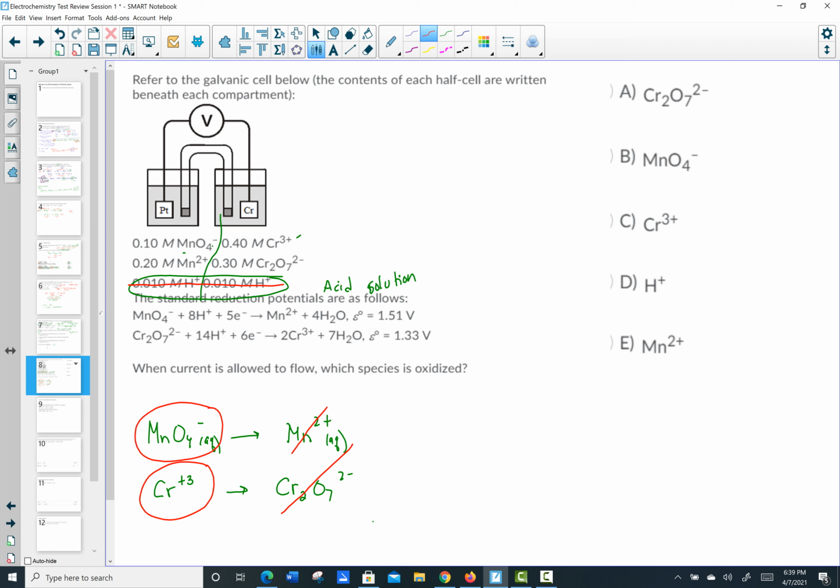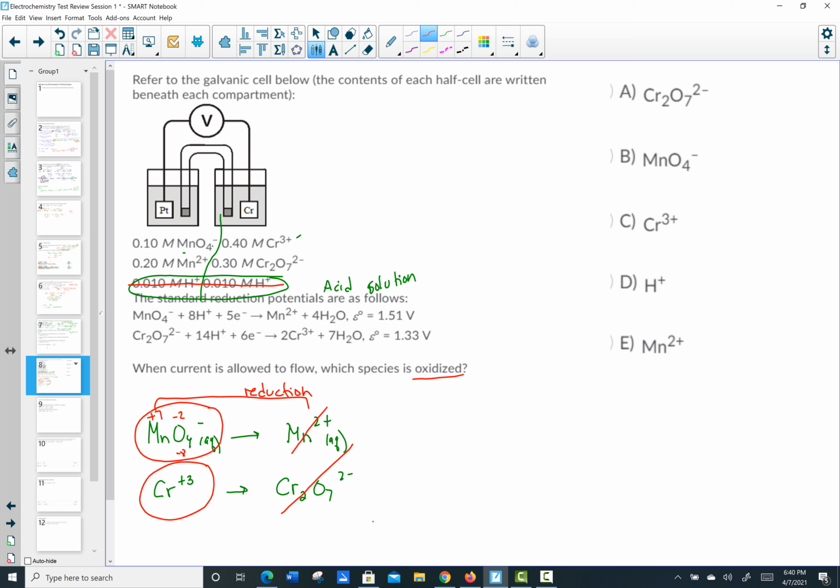So now I've got it down to two choices. Which one is being oxidized? Well, if manganese in this first reaction, I'm going to assign an oxidation number to it. We know oxygen is always a -2, making manganese a +7. +7 going to +2 is getting more negative on the number line, so that is reduction.